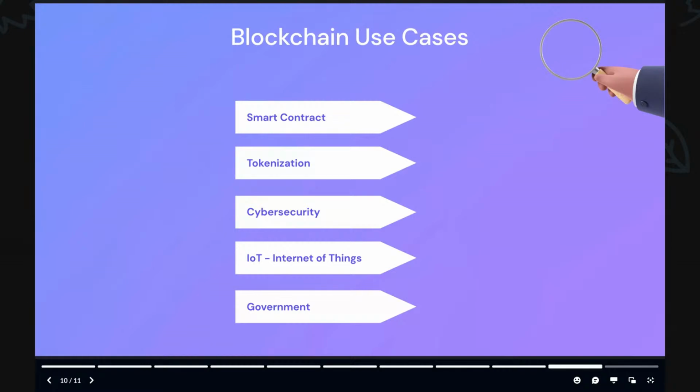The second point is tokenization. How does tokenization work in the blockchain? In simple terms, tokenization is a digital representation of anything, of any value, whether it can be cryptocurrency, a digital token, an NFT, anything. Whatever has value, you can digitalize it and make a token of that thing, and you can deploy it over the blockchain, right?